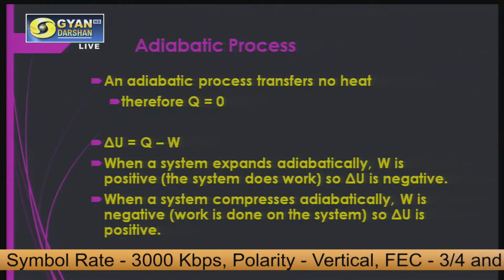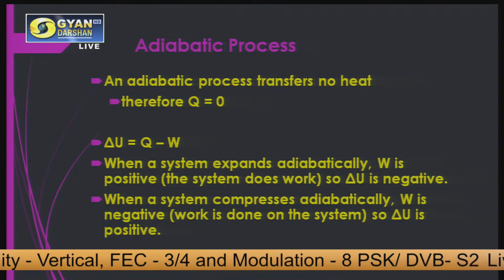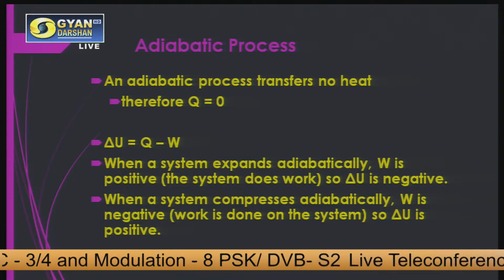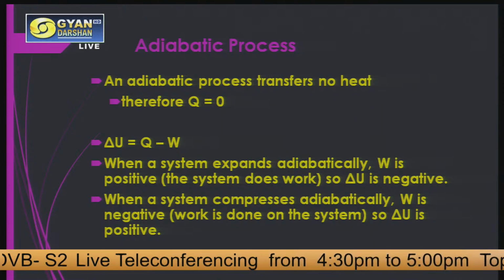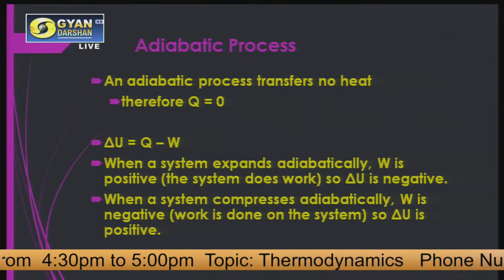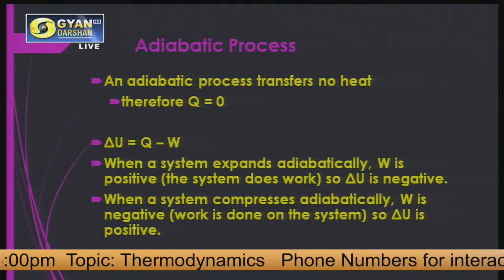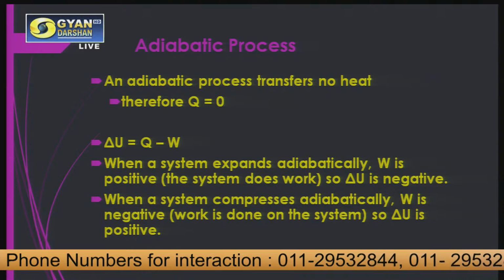Now if we talk about the work done in all these processes, let us first discuss the adiabatic process. As we know, the first law of thermodynamics is delta E or delta U equal to Q minus W. U is also internal energy and E is also internal energy. So delta U is equal to Q minus W. In the adiabatic process there is no heat transfer, so Q is equal to 0. So we can say that the change in internal energy is always equal to minus W.